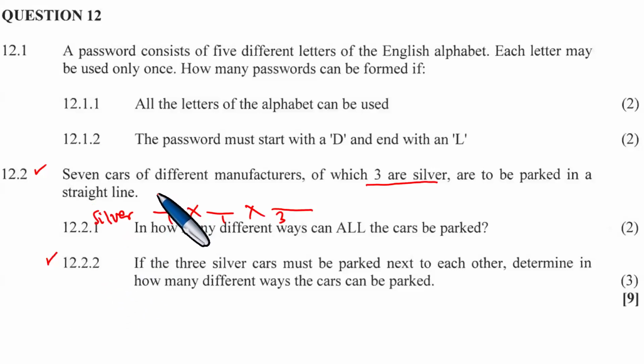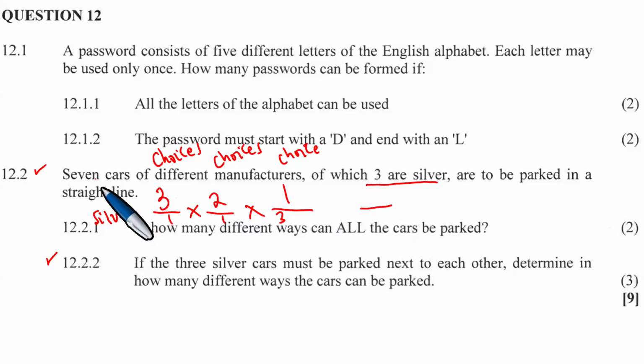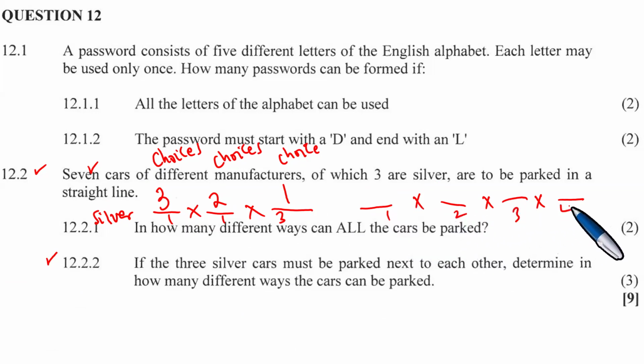For the silver cars, the first car to be parked can be chosen in 3 ways. So you have 3 choices to make for the first car. And then you have 2 choices to make for the next one. And then you have 1 choice to make for the last silver car. After that, you have the other cars, because there are 7 cars. The other cars, you can park them just this way. 1, 2, 3, 4. So you have 1, 2, 3, 4, the other cars.